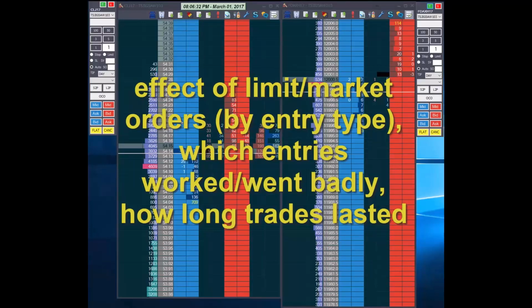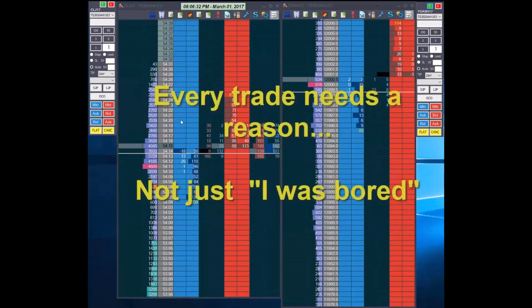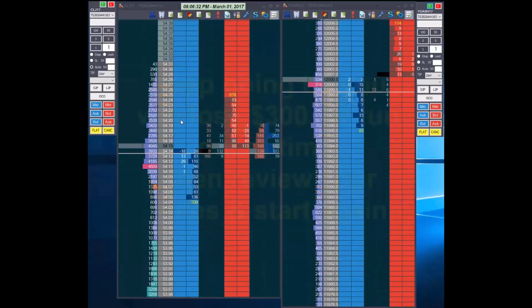And you also need to note how long the trades lasted. Because some trades you're going to find that you win very quickly, and some trades you find the market just dies and doesn't go anywhere. What I'd also say is don't enter a trade if there's no reason to do so. You need a reason, you need something to lean on before you enter a trade.